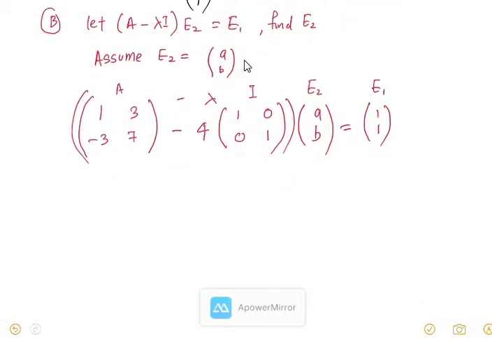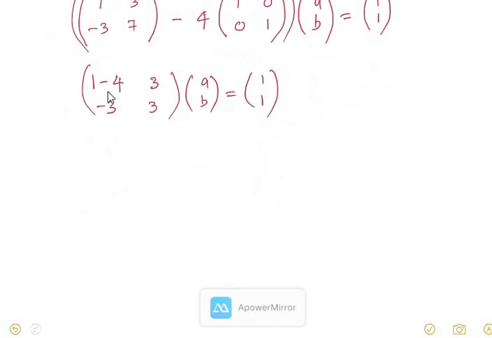So you solve the equation of this part. So 1 minus 4, and then 3 minus 0, you get 3, and then minus 3 minus 0, you get minus 3 also, and then 7 minus 4, you get 3 also. Then you have A and B equal to 1 and 1.